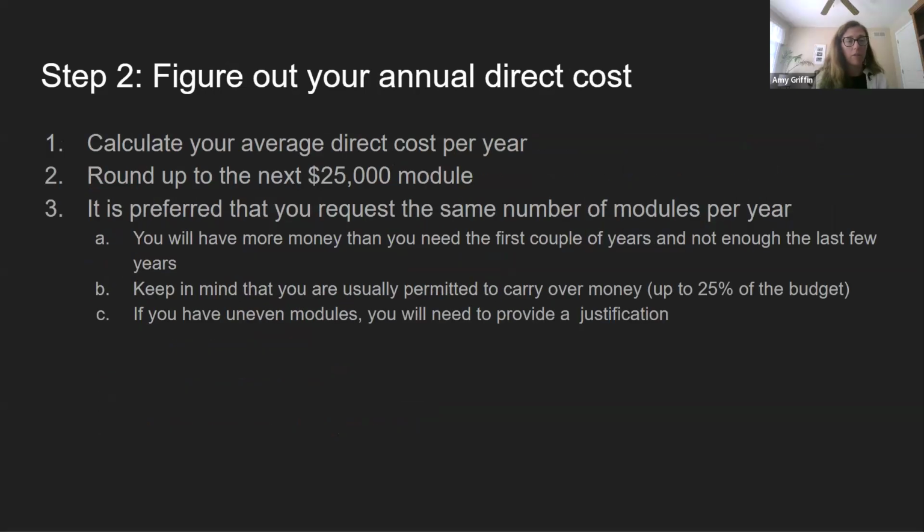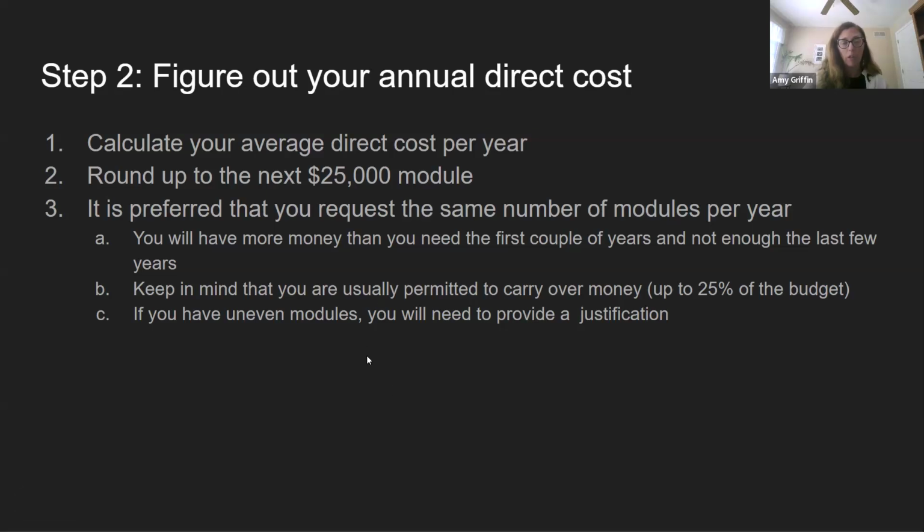Okay, so that's step one. So step two, you'll figure out your annual direct cost. First, calculate your average direct cost per year. There's going to need to be an increase in your direct cost. I would figure 1 to 2% per year, just because of increased costs, inflation, et cetera. So calculate your average direct cost per year and then round up to the next $25,000 module.